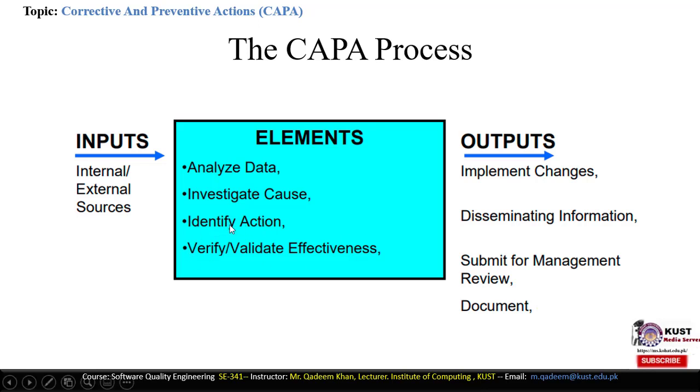And after taking the actions, then verify and validate effectiveness is applied, that whether our actions are exactly accurate and they are properly validated. Verification means that the new functionalities, for example, if there is a required functional change, the changes in the function, then verification means that the system will be verified with the software requirement specification document. While validation here means that the system will be validated as per the user's expectation.